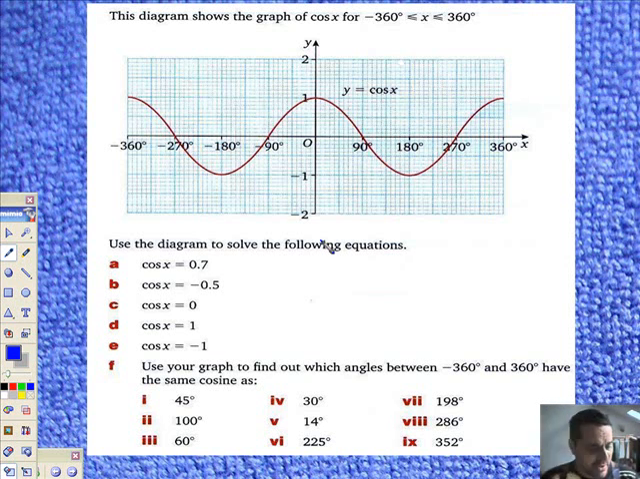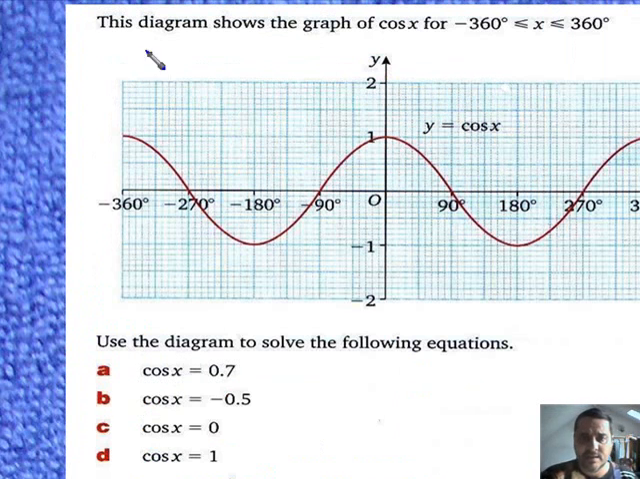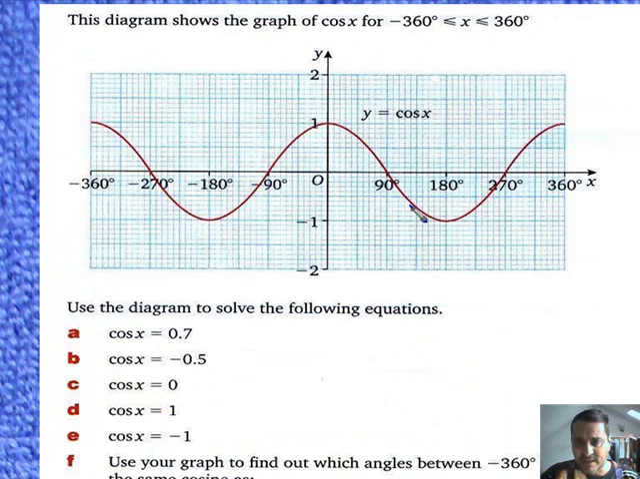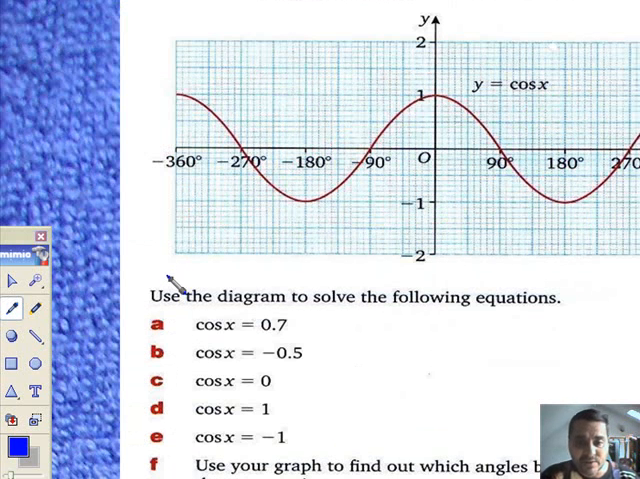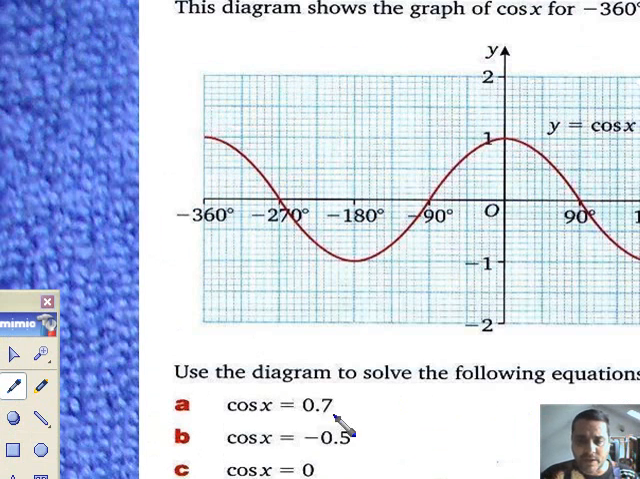Right, 21.3 question 2. It says this diagram shows the graph of cos x for minus 360 to 360. So we've got a complete cos wave, a complete cycle. Please note that 0 degrees has a cosine of 1, 90 degrees has a cosine of 0, 180 degrees has a cosine of minus 1, etc. And working the other way with the negative angles, they also have cosines, as with the sine wave in the previous question. So it says use the diagram to solve the following equations.